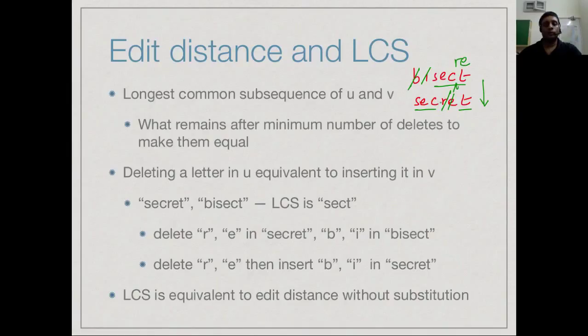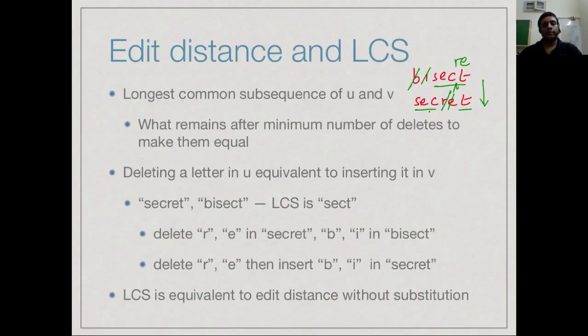Right? So I don't operate on both words and delete from both. I operate only on the first word. So I delete the letters I don't want because they're not there in the second word, and I insert the letters that I do want, which are there in the second, not the first. This way, I transform the first word to the second word, and this is equivalent to deleting from both and coming to a common subsequence, right?